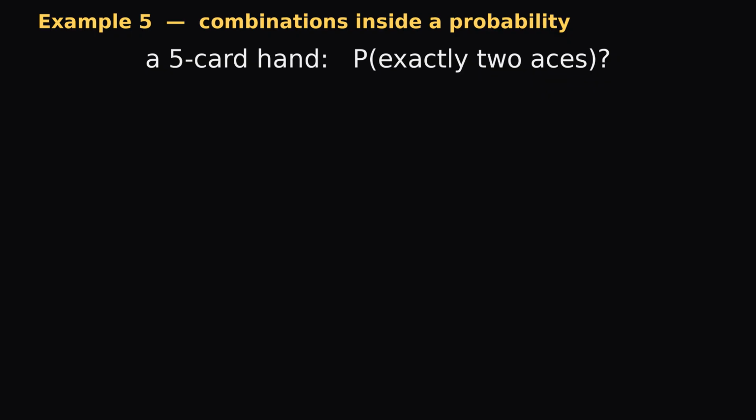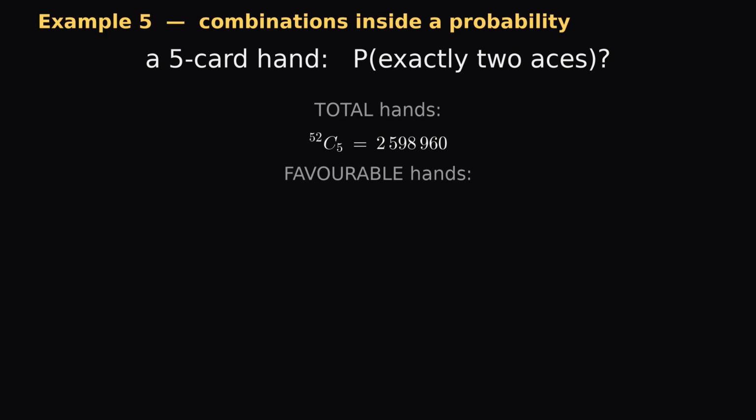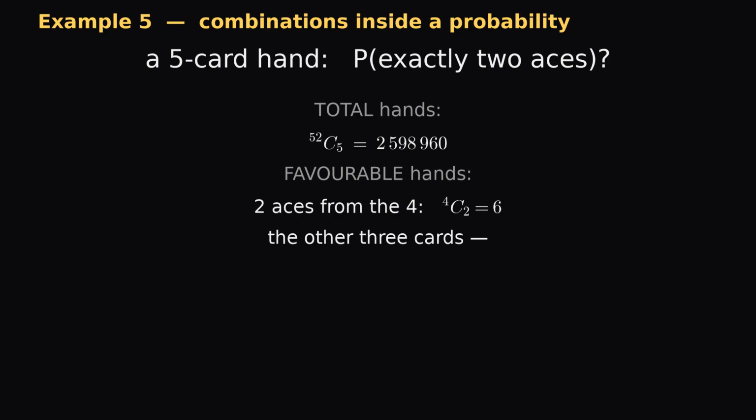Example 5. The payoff. Combinations inside a probability. You deal a 5-card hand from a standard deck. What is the probability of getting exactly 2 aces? Start with the total. The number of 5-card hands is 52C5, which is 2,598,960. Now the favorable ones. Choose 2 aces from the 4. 4C2, which is 6. Then choose the other 3 cards.